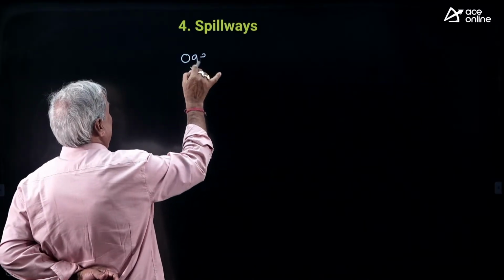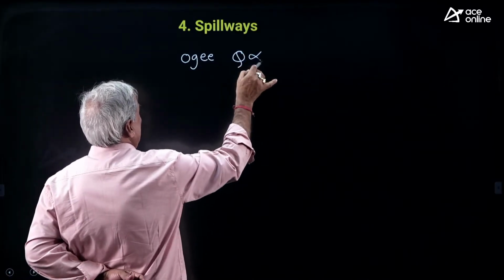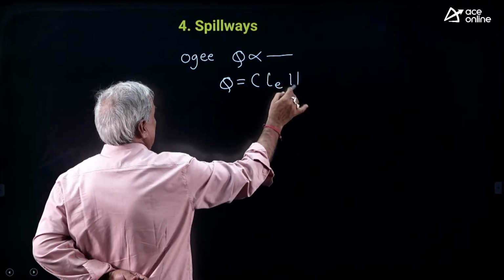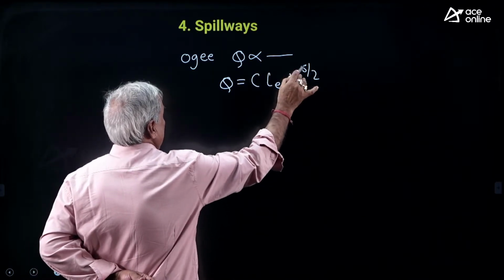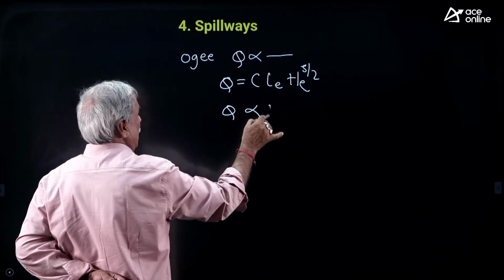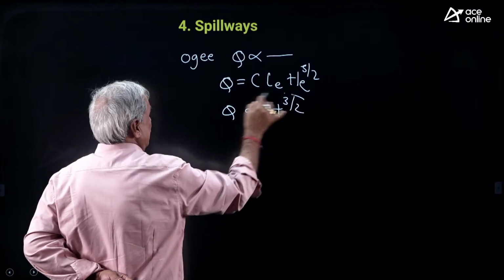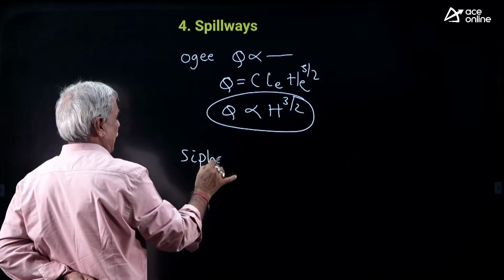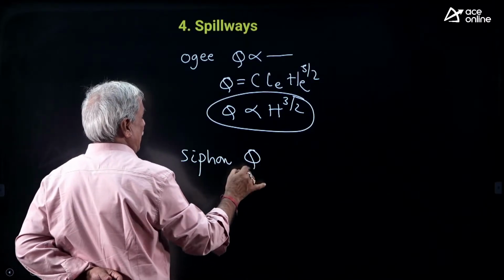In Vogie spillway, Q is proportional to dash. Q is equal to C L H to the power of 3 by 2. So Q will be proportional to H power 3 by 2, is the one common question asked. If it is the siphon spillway, it works on the principle of dash.